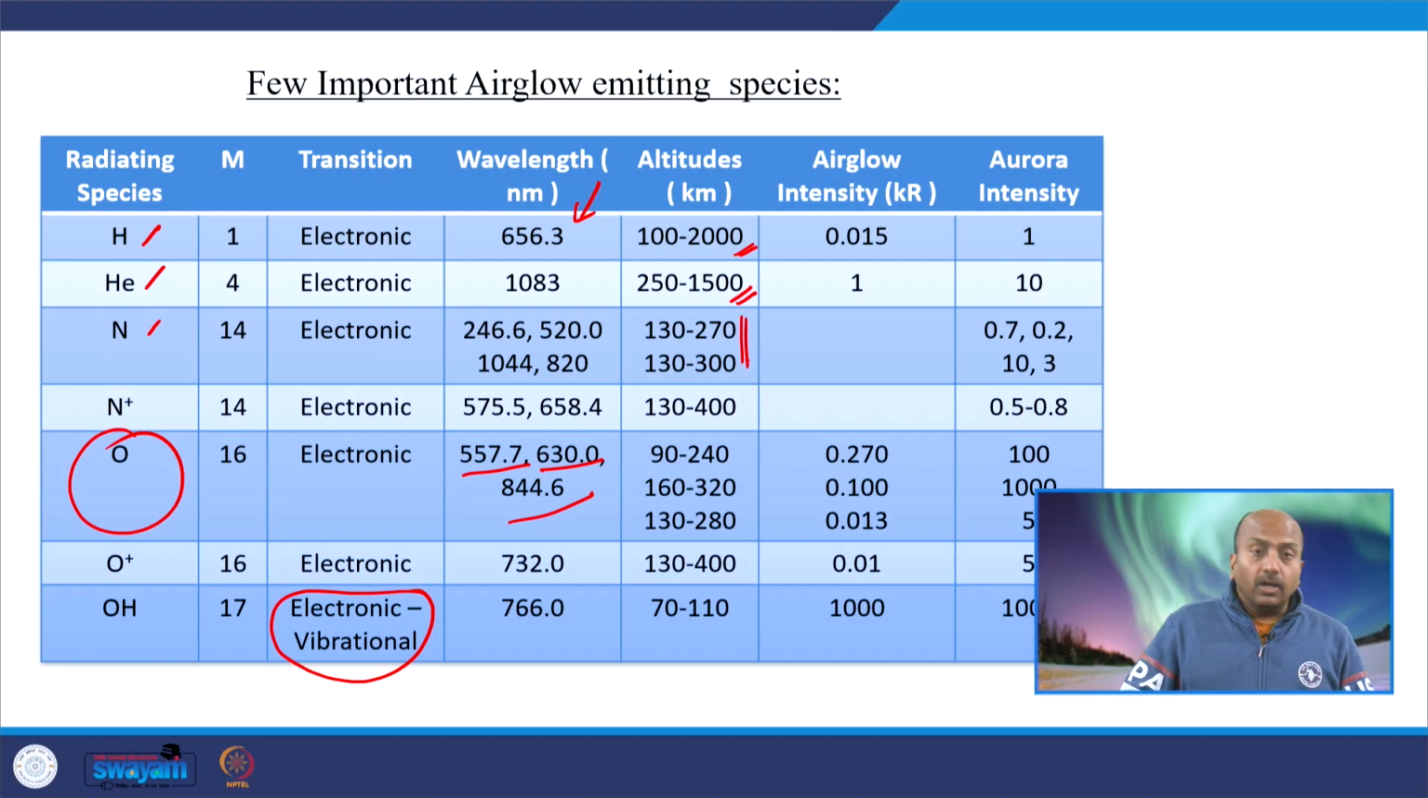So, in that sense, oxygen airglow emission is a very important spectroscopic tool, which can help us gain valuable insights into the upper atmospheric state, structure and dynamics. Okay. So, in addition to this, the hydroxyl molecule is also a very important emitting species which emits at this wavelength, and primarily in the 70 to 100 kilometers altitude region.